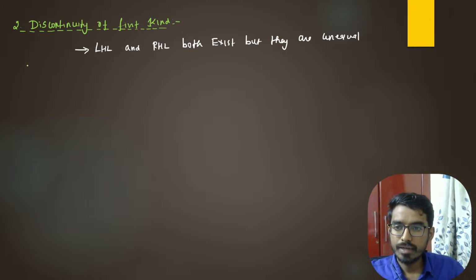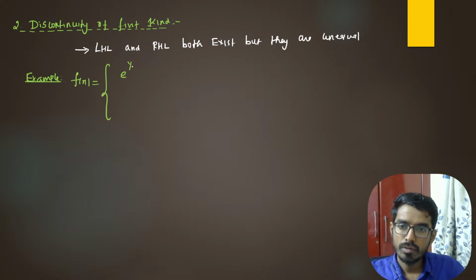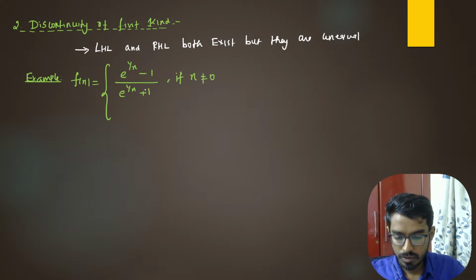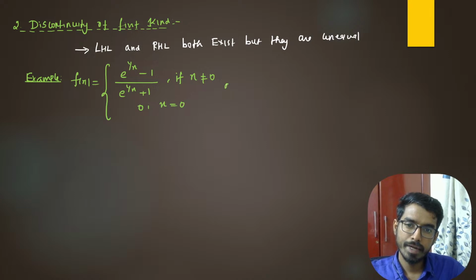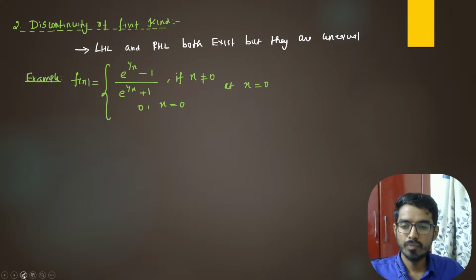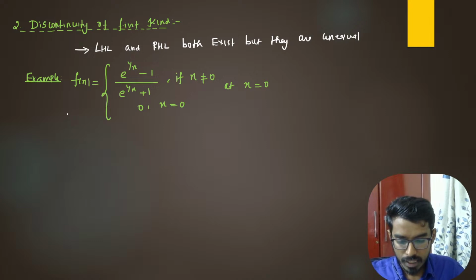Okay. Let us consider the function f of x equals e power 1 by x minus 1 divided by e power 1 by x plus 1 if x is not equal to 0, and 0 at x equals 0. Let us check the continuity at x equals 0. So first what we'll do is we will find LHL, we will find RHL, right?